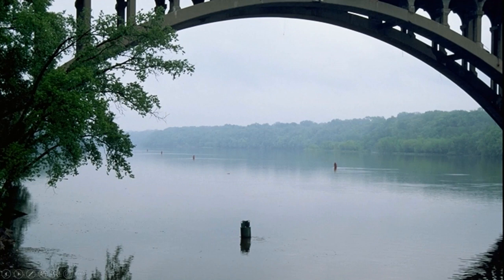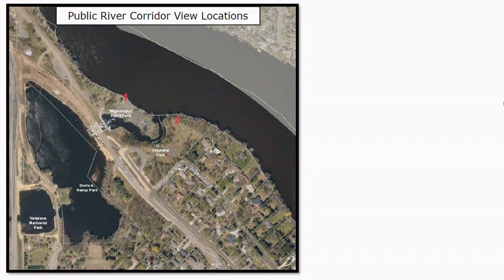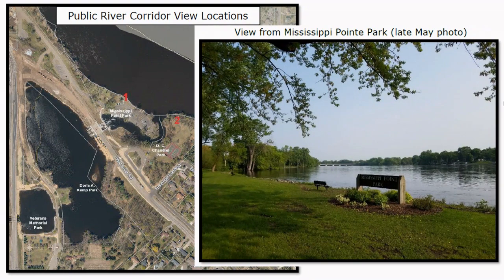The MRCCA rules established a basic framework for protection to preserve scenic views. The statewide rules refer to this as Public River Corridor Views, or PRCVs. PRCVs are significant views that are detailed in the MRCCA section of each community's comprehensive plan. The 30 local governments along the river corridor have identified at least one PRCV in their plan, if not more. Here is a PRCV that Champlin identified in their plan, which we will be looking at later on in this video.